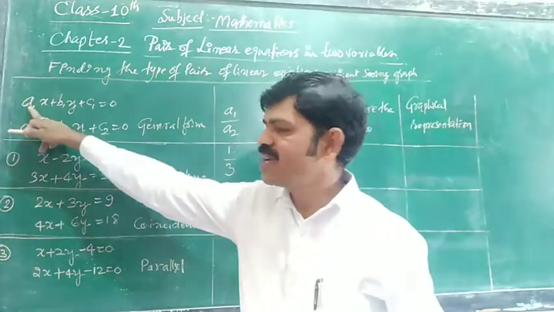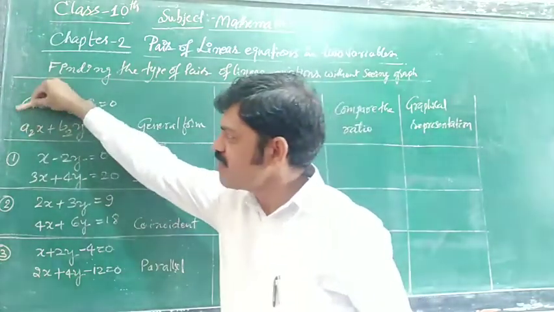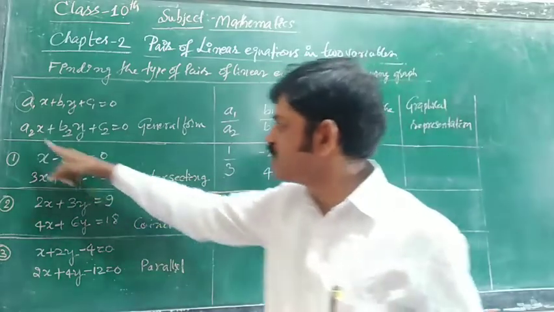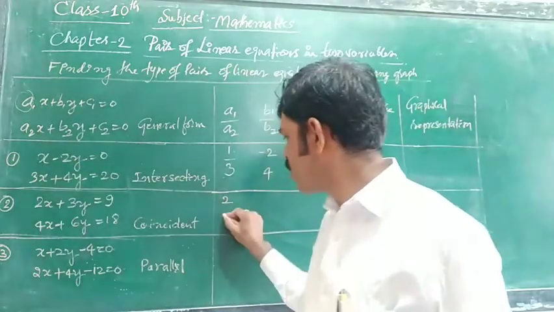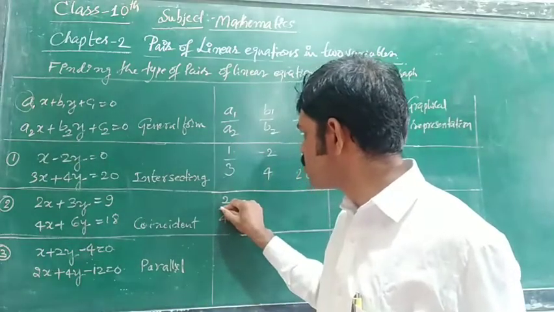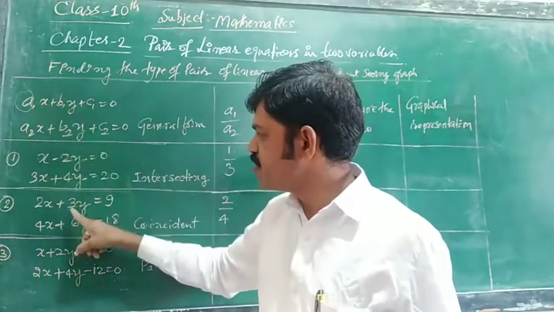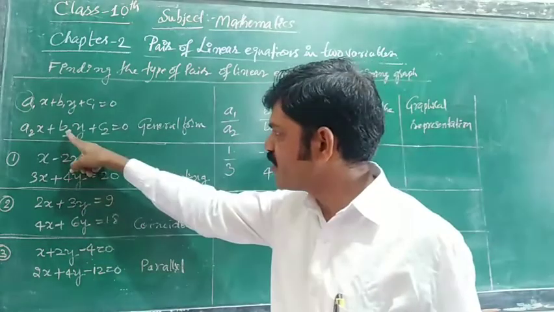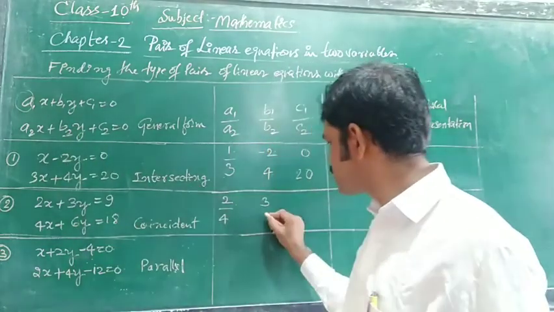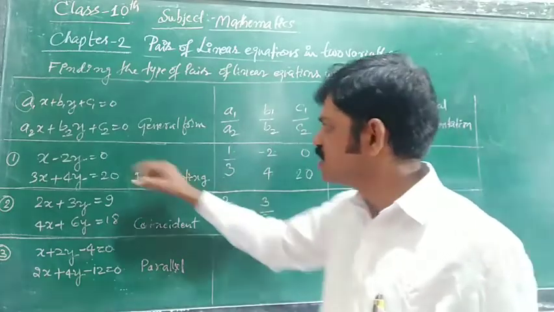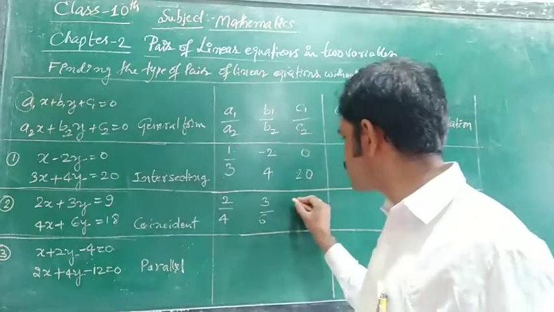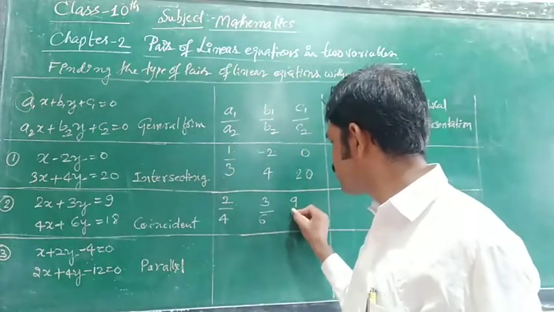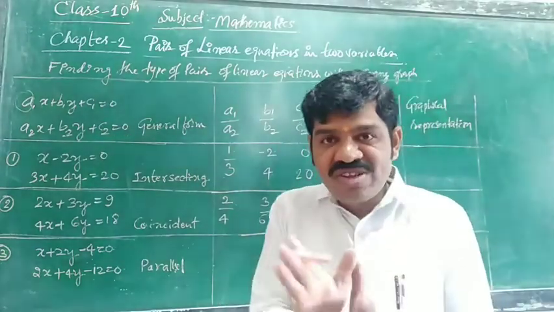See here, a1x. The value of a1 in this equation is 2. The value of a2 in this equation is 4. The value of b1 in this equation is 3. The value of b2 in this equation is 6. The value of c1 in this equation is 9. The value of c2 is 18.